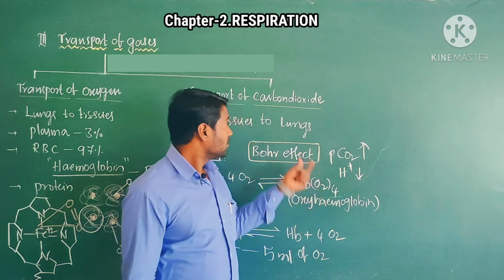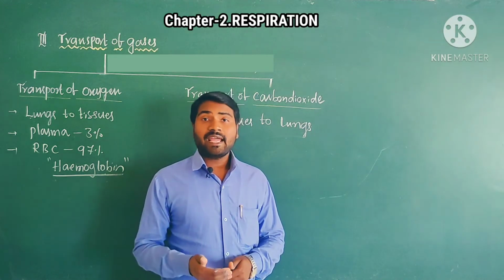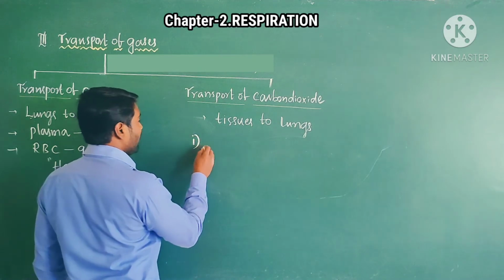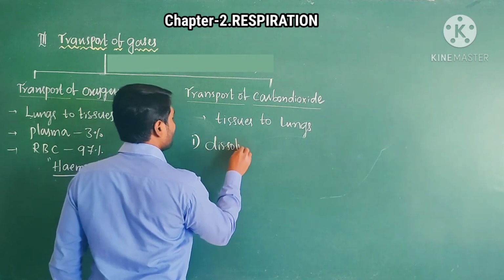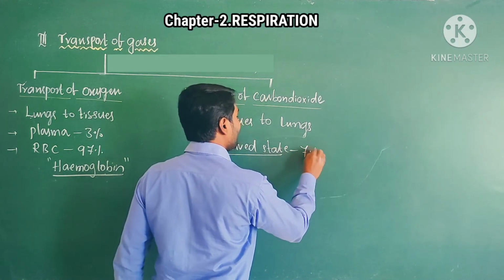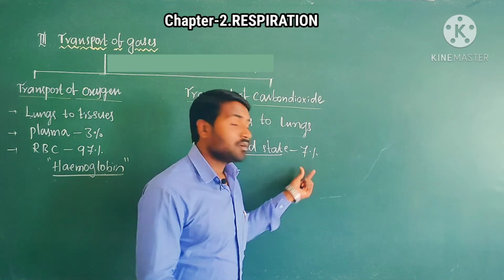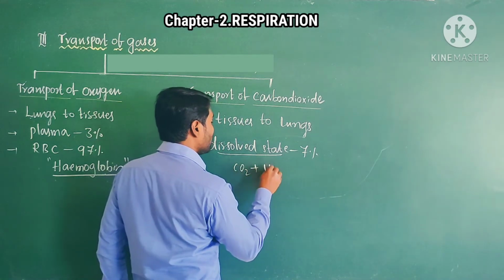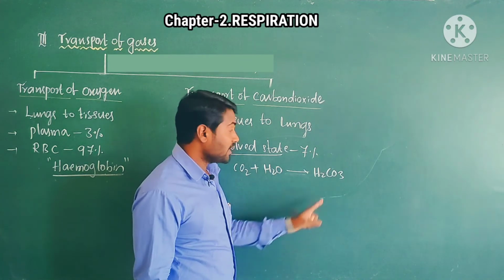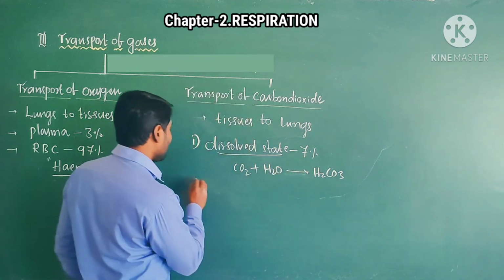Let us discuss how transport of carbon dioxide takes place. This carbon dioxide returns to the lungs in 3 ways. How many ways? 3 ways. One is the dissolved state. Only about 7% of carbon dioxide returns to the lungs in the dissolved state. This carbon dioxide reacts with water present in the plasma to form carbonic acid. In this way carbon dioxide returns, but that percentage is very low.